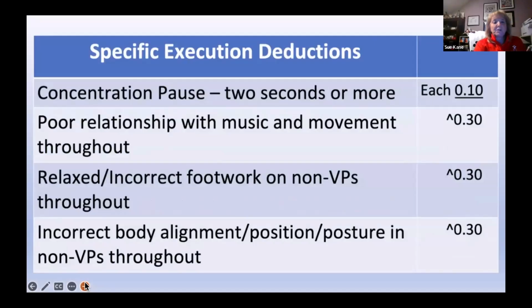Concentration pauses, which we often see when they're in the corner, 2 seconds or more is a 1/10 flat deduction. Poor relationship with music and movement throughout is up to 3. Our relaxed incorrect footwork on non-value parts throughout, up to 3. And incorrect body alignment, position, posture, and non-value parts throughout is up to 3.